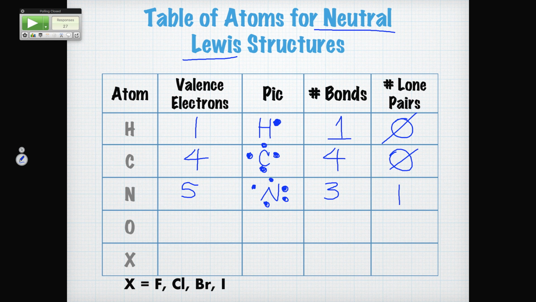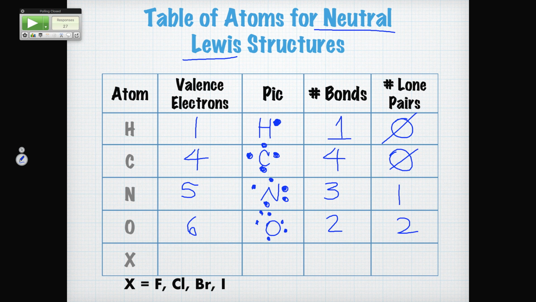Okay, oxygen, valence? 6. Now I'm going to start drawing my little dots, 1 on each side. That's 5. Where does the 6th one go? It does not matter if your 2 pairs of electrons are catty corner, opposite, top, bottom. But how many bonds can I make with oxygen? 2. And how many lone pairs do I get? 2. Are we seeing a pattern?